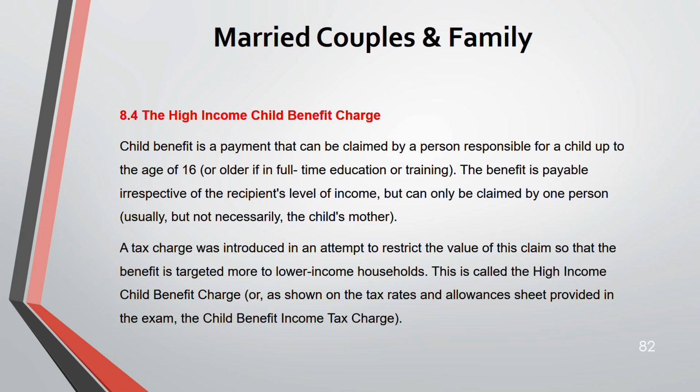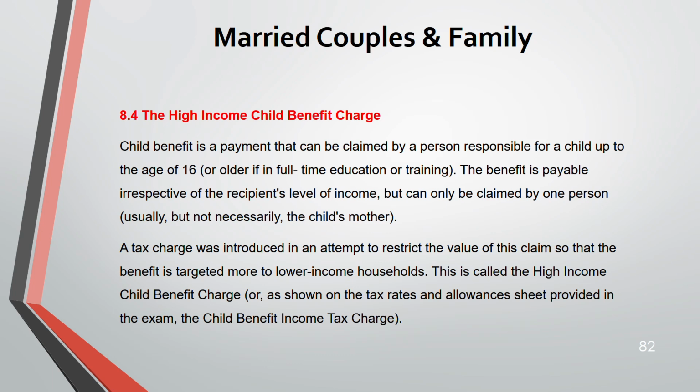A tax charge was introduced in order to restrict the value of this claim so that the benefit is targeted more to lower income households. Why do they give this tax charge? So that this benefit is only given to those spouses who are lower income, who cannot support their child through their income. This is called the high income child benefit charge.